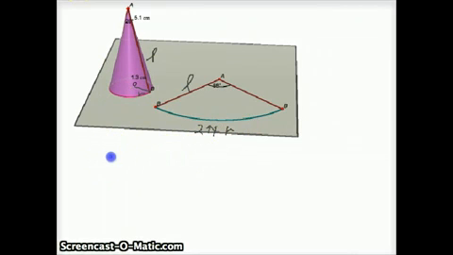So if we do 2 pi r over 2 pi L, that will tell us sort of the percent of the circle that we have here. So if we then multiply that by the area of this circle, well, the area of this, if the circle were complete, that this is the sector of, the area of it would be pi times L squared.